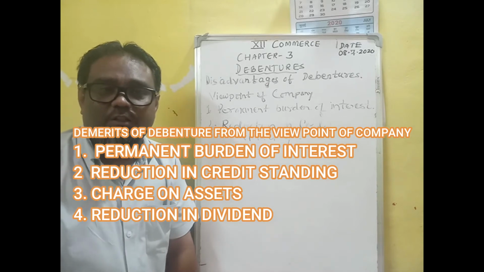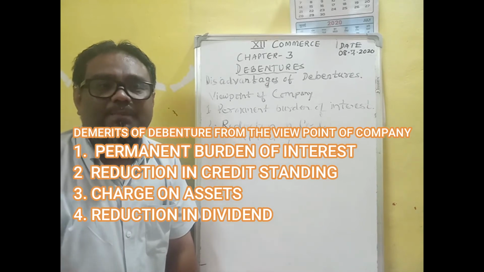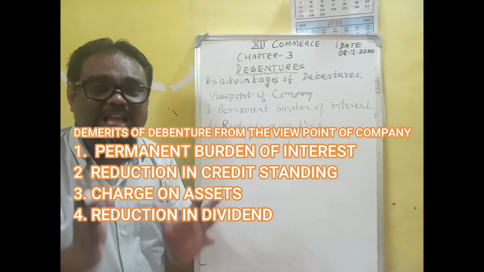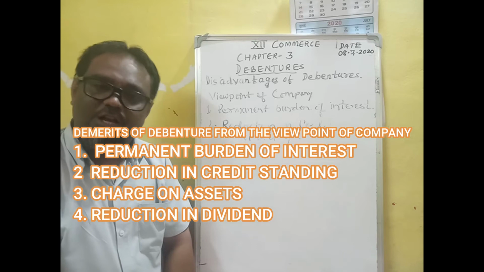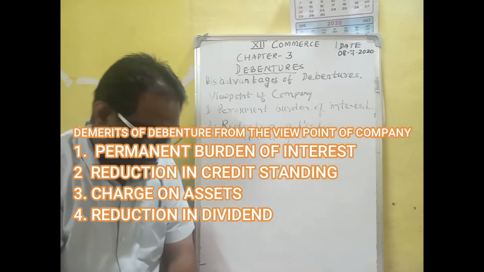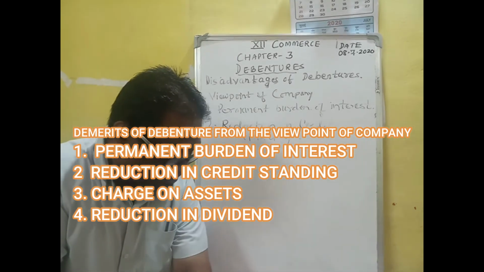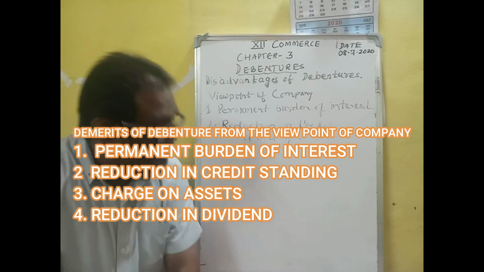So if the company needs further funds from the bank, the company cannot keep the asset in mortgage. So the company's assets are already charged, secured under the issue of debentures. So this is the drawback.